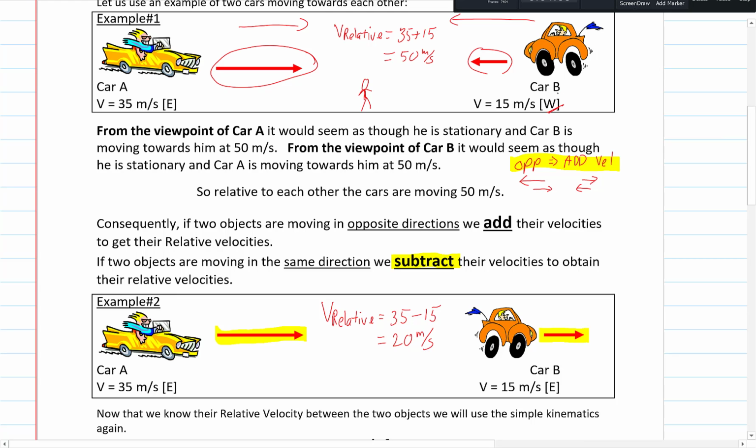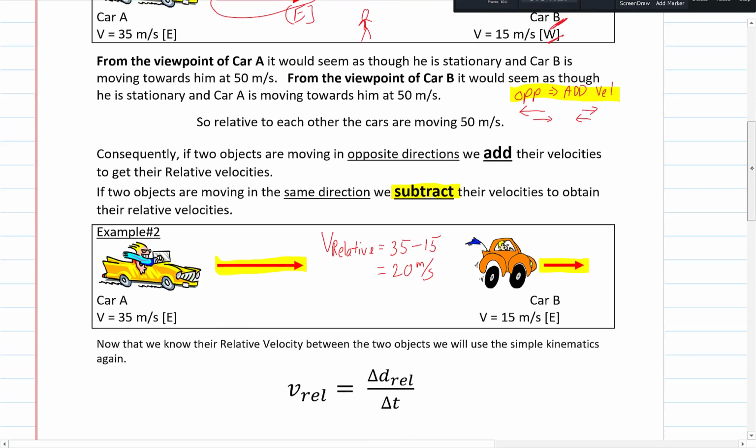For this guy it is 50 meters per second east, and for this guy it's moving 50 meters per second west. So the answer is 50 meters per second. Which direction? It's both, depending on who you're observing with. It's relative to who's observing it.